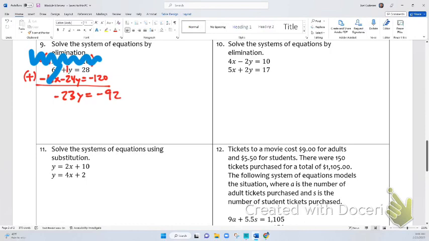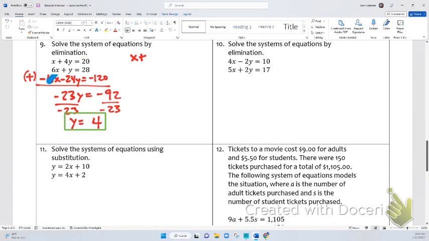In this case, we're going to divide both sides by a negative 23 in order to get my y by itself. So those go away. We're left with y equals, and negative divided by a negative gives you a positive 4. So there's your first answer. Always remember when you're solving these, you have to solve for x, you have to solve for y. So we come back in here, and you just ask yourself, which one looks easier, which one do you want to use? I'm going to use the first equation.